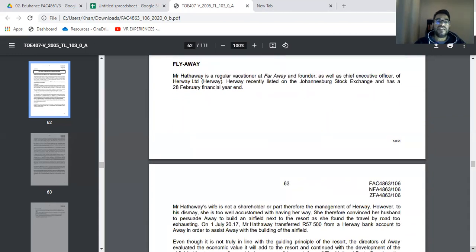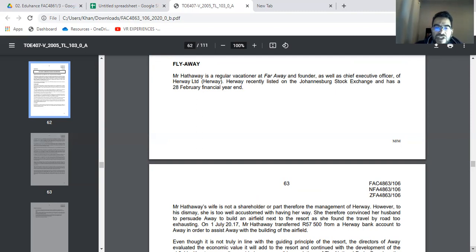So this is the main section that we're going to deal with, because under this section is where we're going to deal with the right of use asset. So, Storeaway. Mr. Hathaway is a regular vacationer at Storeaway and founder, as well as chief executive officer of Herway. Herway recently listed on the Johannesburg Stock Exchange and has a 28 February financial year end.